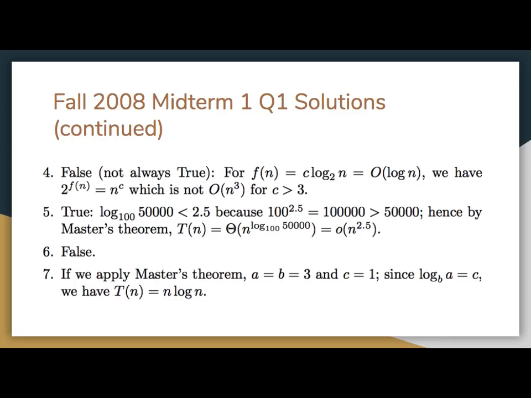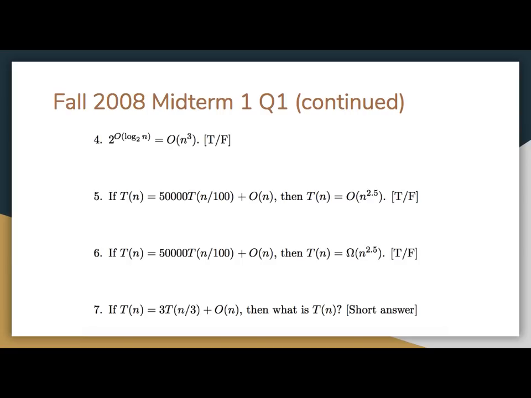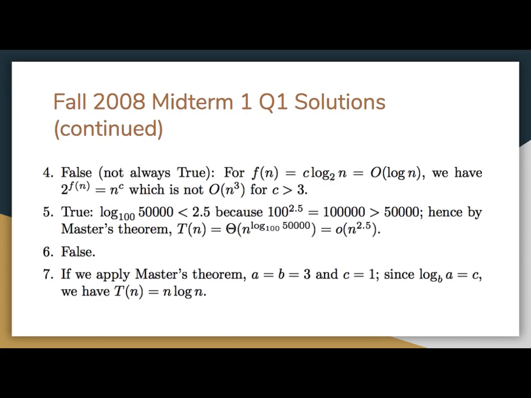So for number 5, we can use Master's theorem, and if you plug in everything for a, b, and d, you get that it is theta of n to the log base b of a, which is O of n to the 2.5. So it's true. 6 is false because for Master's theorem, you can't say that the recurrence relation is an omega. It has to be an O. And then lastly, if we apply Master's theorem on number 7, we have log base b of a equals c, so we get n log n for that one. Yeah, question?